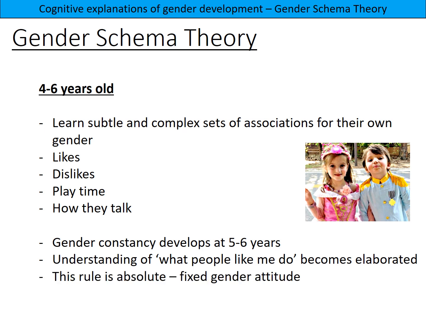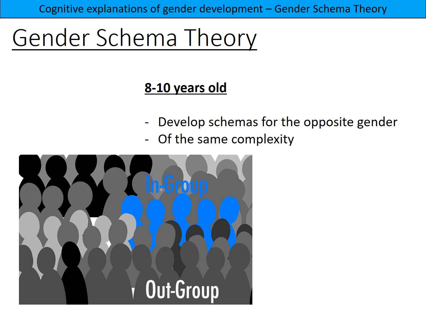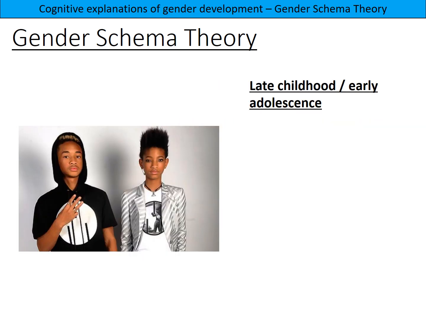Okay, so that's the in-group schema. And this rule is absolute, so they have a fixed gender attitude. They know that they are not going to change gender at this stage. At 8 to 10 years old, they start to develop schemas for the opposite gender, and of the same complexity. So during that second stage they developed a more complex in-group schema, and they're now doing the same for the out-group schema.